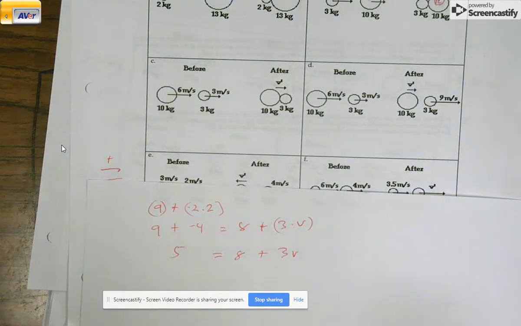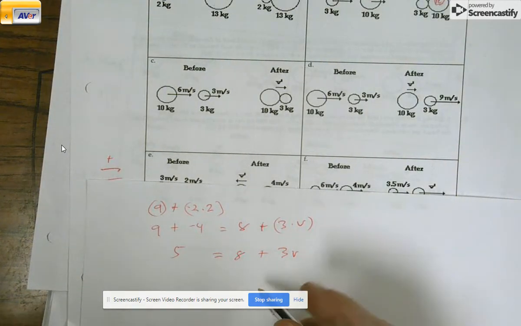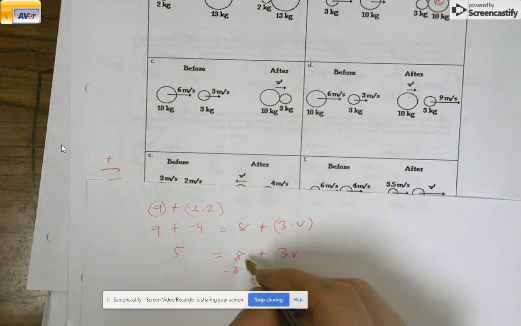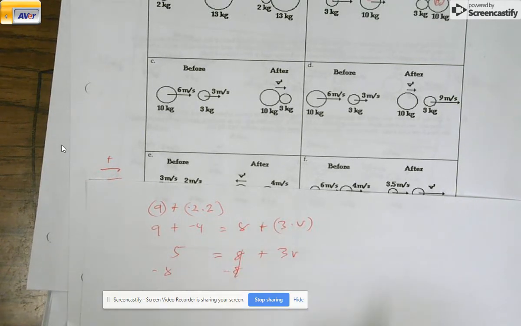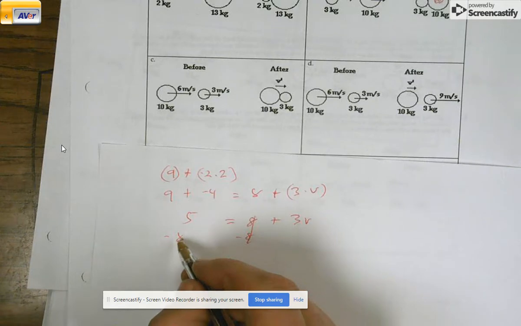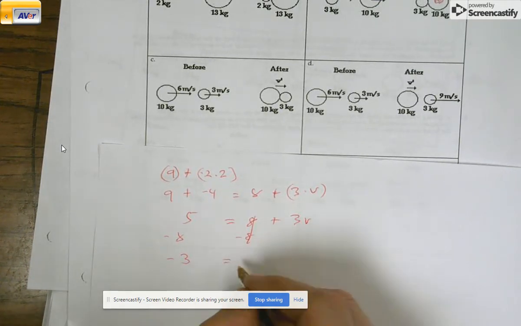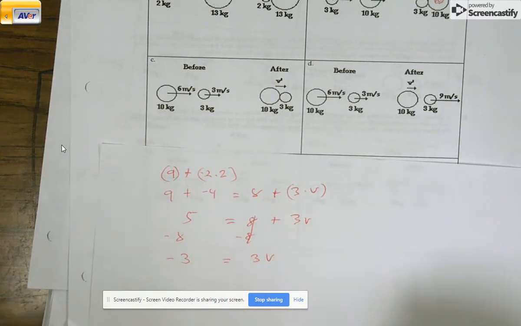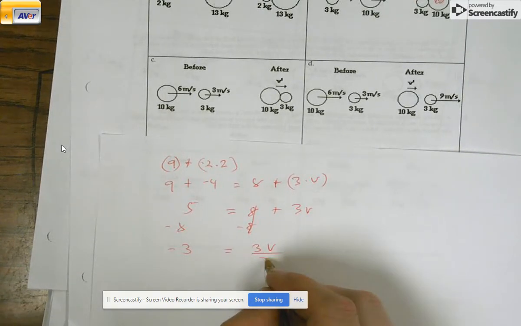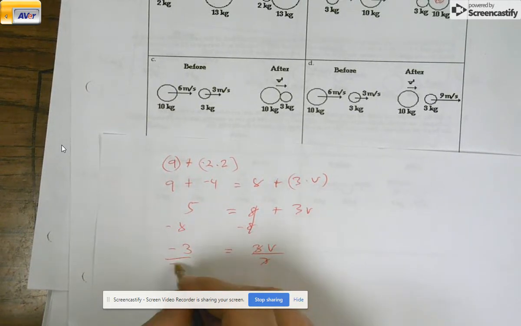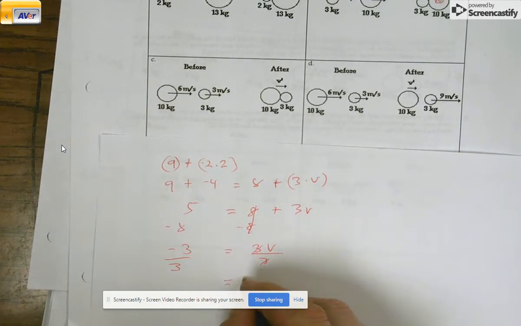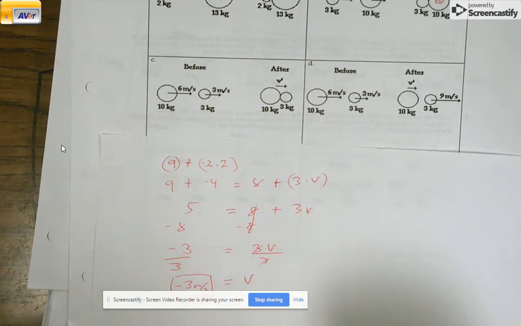Same way that you did in even junior high, more than likely. We're going to try to get v by itself, so I'm going to subtract 8. Those cancel. Now I have negative 8 plus 5, which gives me negative 3, equal to 3v. Then I'm going to divide by 3 to get v by itself. So v is just going to be equal to negative 1 meter per second, because I know velocity is always meters per second.